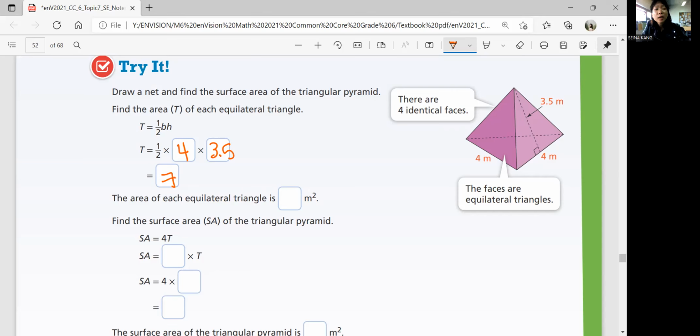The area of each equilateral triangle is 7 meters square. Okay. Find the surface area of the triangular pyramid. So the surface area of this whole thing is the area of one triangular face times 4, because they're all 4 identical faces. So 4 times the area of one triangle is going to be 4 times 7. And 4 times 7 is 28. So the surface area of the triangular pyramid is 28 meters square.